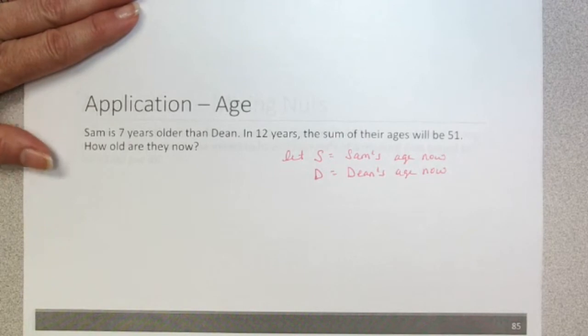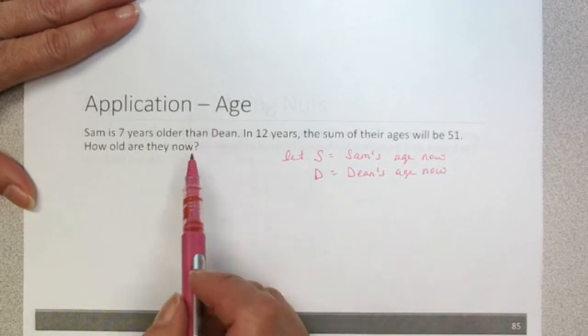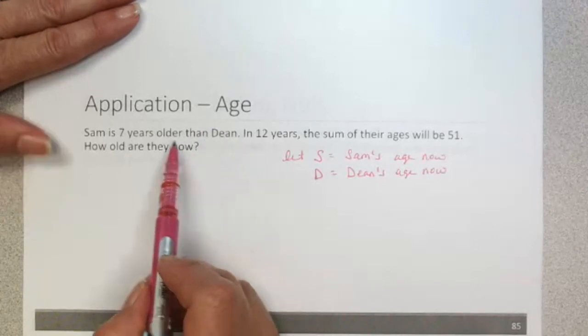Well, let's see. It's not mixture, so we don't want a quantity and a value equation. But if we want to solve this with systems of equations, we're going to need two equations. So let's reread it and see if we can translate two equations.